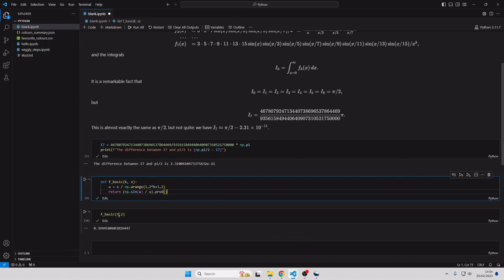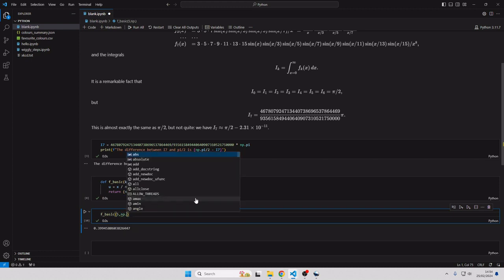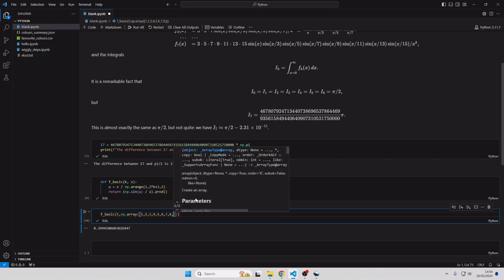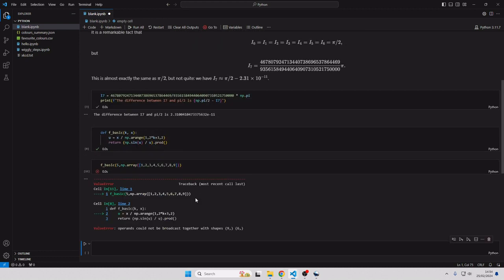But okay, let's try it with an array. Okay, it doesn't work with an array. That's a bit of a shame. So it doesn't work as a universal function. That's because of what happens at this first step here. We take x and we try to divide it by this array here, and it doesn't really know what to do with that. We need to change the shape of x before performing that division.